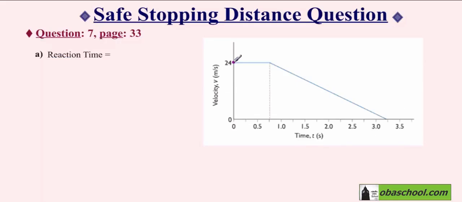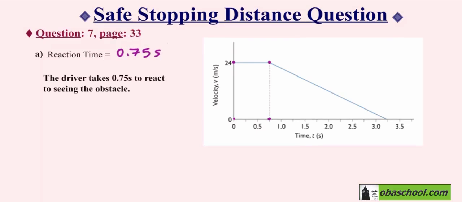From the graph, we notice that the driver saw the barrier at this point, then moved a distance to this point, since after this point the velocity started decreasing. So the reaction time is midway between 0.5 and 1, so it's 0.75 seconds. So we can say that the driver takes 0.75 seconds to react to seeing the obstacle.